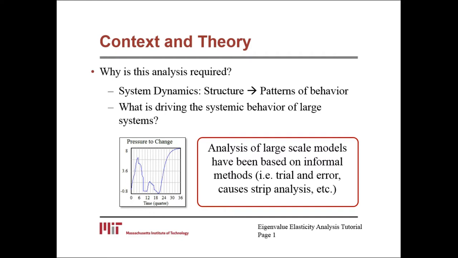As an example, we have here a stock variable and the behavior of a stock variable called pressure to change. This particular stock variable is part of a system dynamics model with more than 15 loops. So how can we analyze which loop is driving the behavior, for instance, between time 6 and time 18? What we can infer from here is that different loops are taking different importances at different points in time.